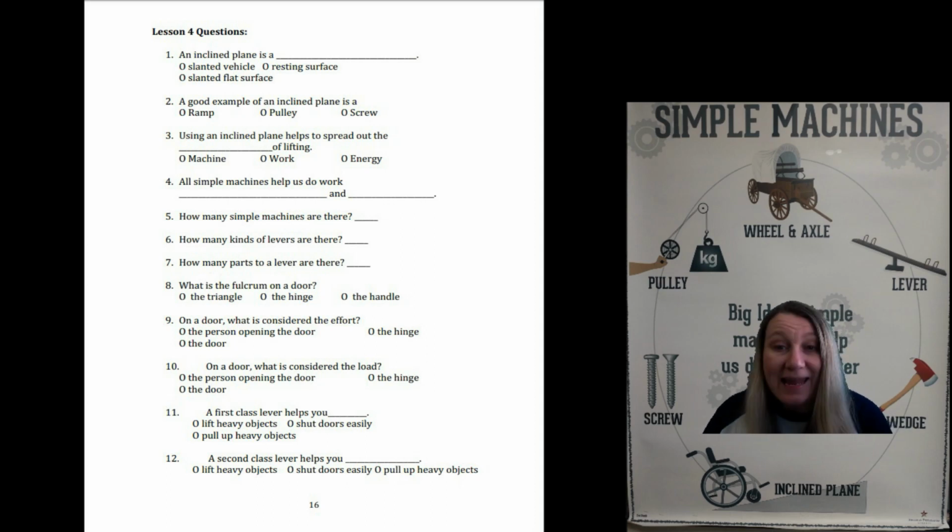We are on number 8. It says, what is the fulcrum on a door? Think of a door swinging open and shut. The fulcrum doesn't move. So what part does it move? Those are called hinges. What do we call them? Yes, a hinge or the hinge. Very good. Number 9. On a door, what is considered the effort?